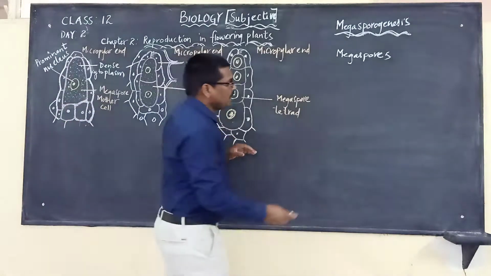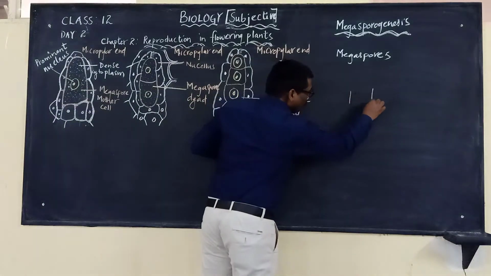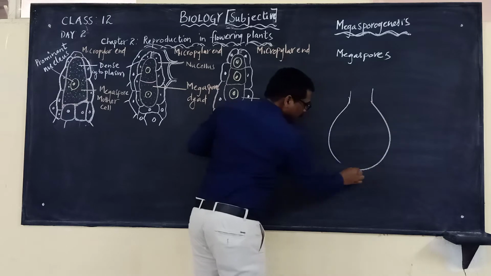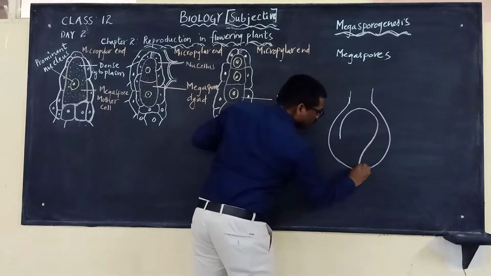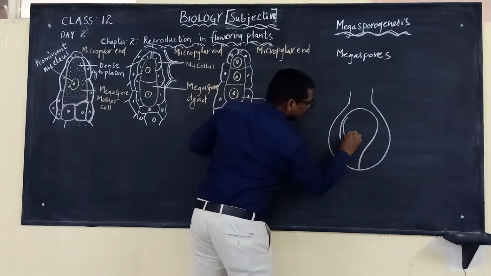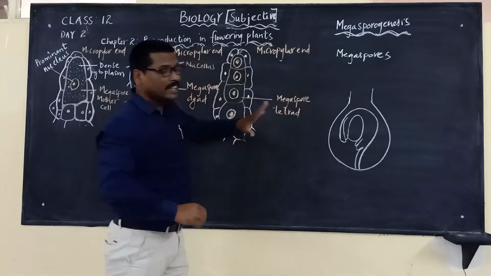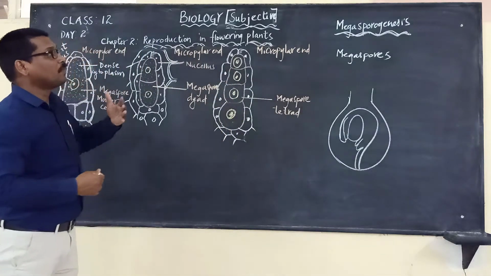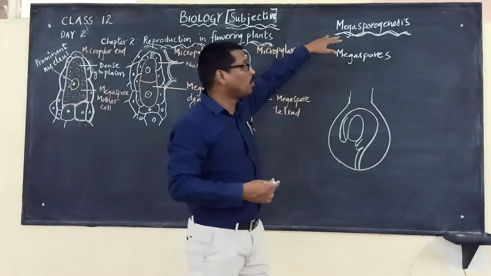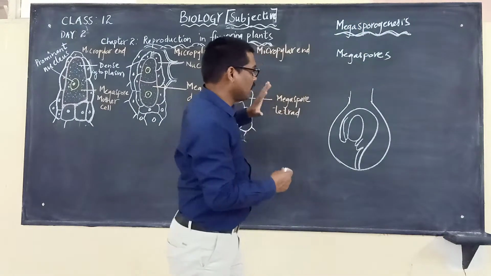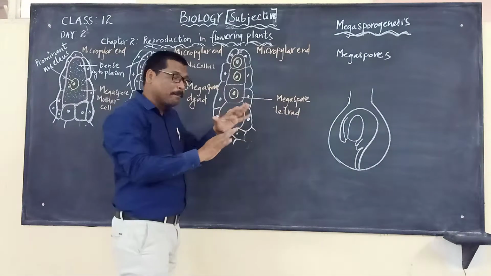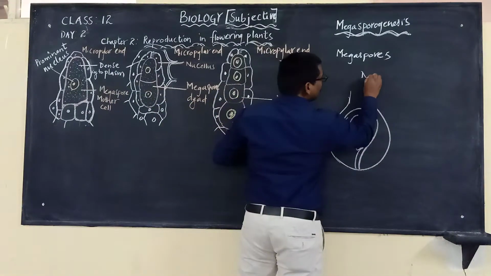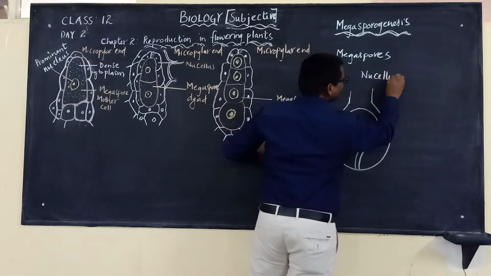Now if you look into the ovary, we know that in the ovary there is a structure which we call the ovule. Inside the ovule, the process that takes place is megasporogenesis.